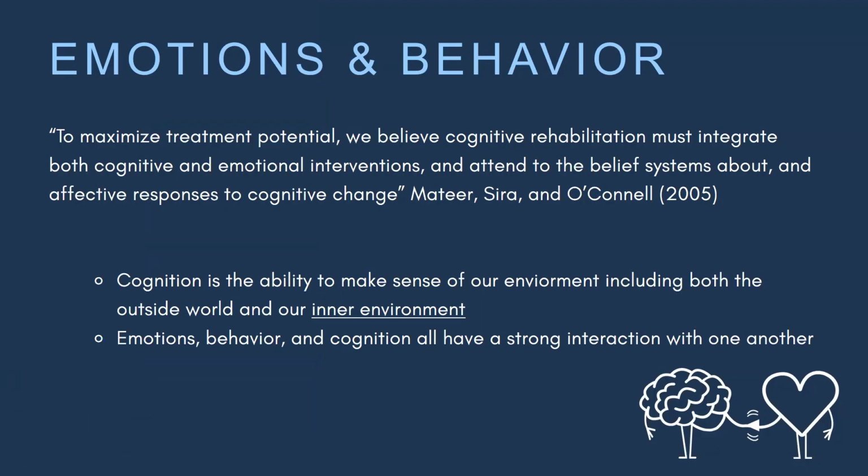Emotions and behavior. I like this quote, and it says to maximize treatment potential, we believe cognitive rehabilitation must integrate both cognitive and emotional interventions and attend to the belief systems about and effective responses to cognitive change. So, as we discussed earlier, cognition is the ability to make sense of our environment, including both the outside world and our inner environment. Emotions, behavior, and cognition all have a strong interaction with one another.